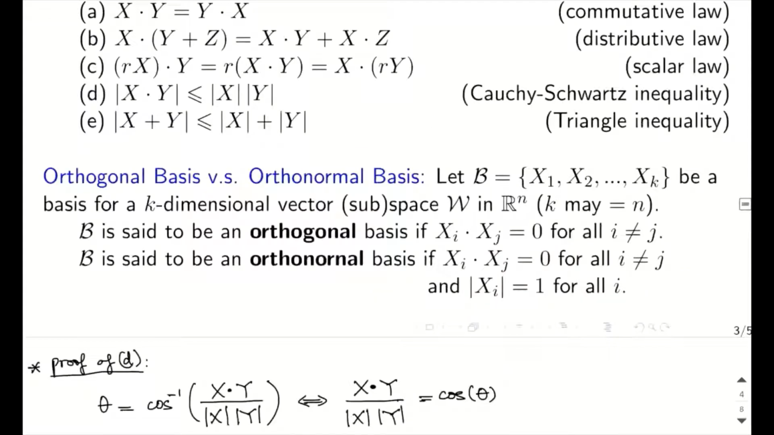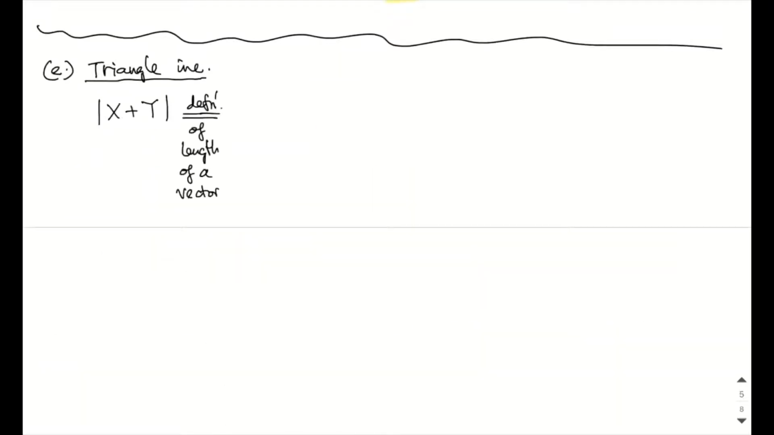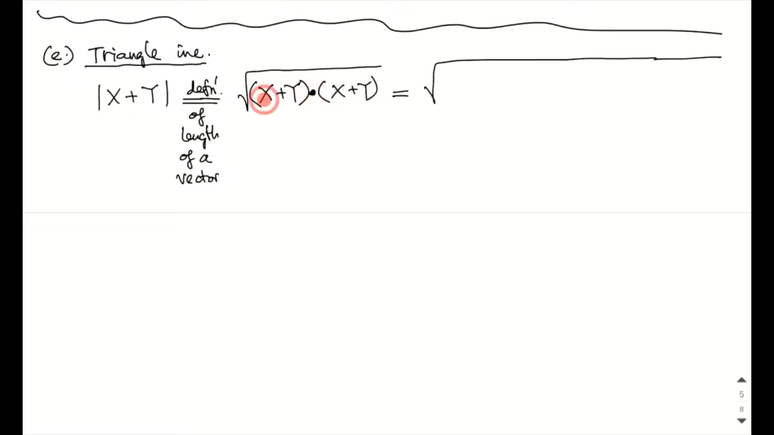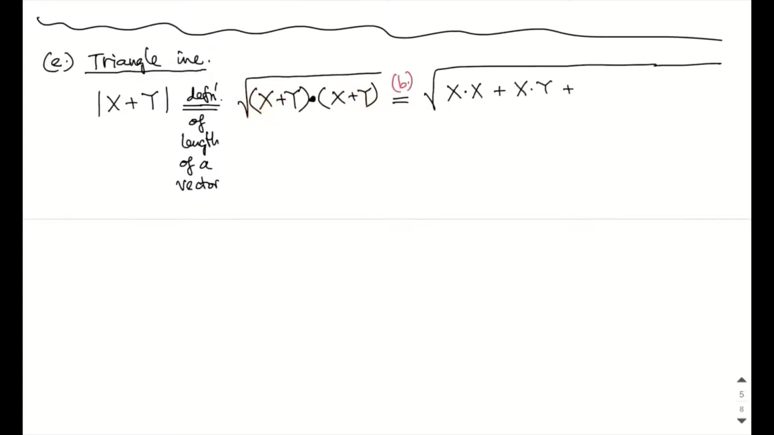The triangle inequality says that the length of x plus y is less than or equal to the length of x plus the length of y. We start with the definition of the length. The length of a vector is defined to be the square root of the dot product of the vector with itself. And the vector here is x plus y. You can distribute x into the sum and distribute y into the sum because of the distributive property, Property B. We have x dot x, x dot y, y dot x, y dot y.